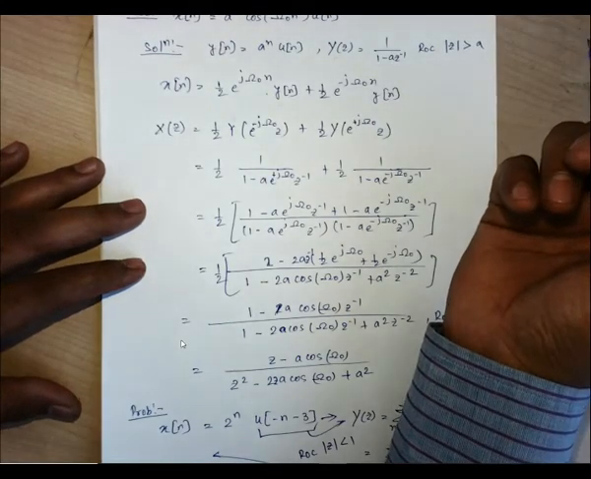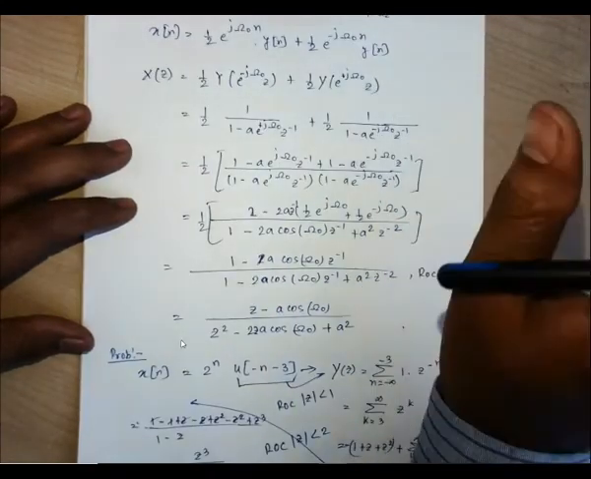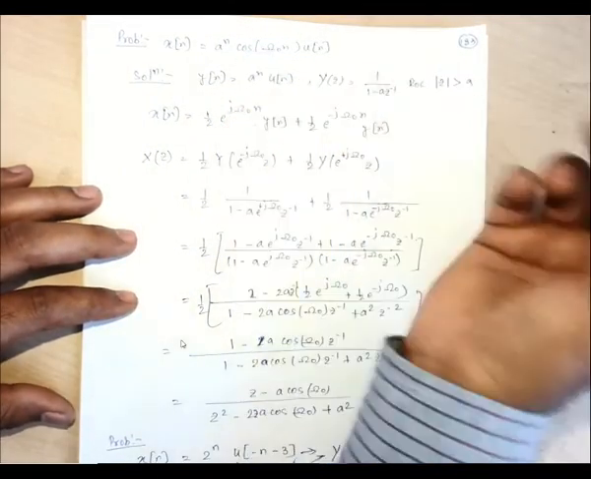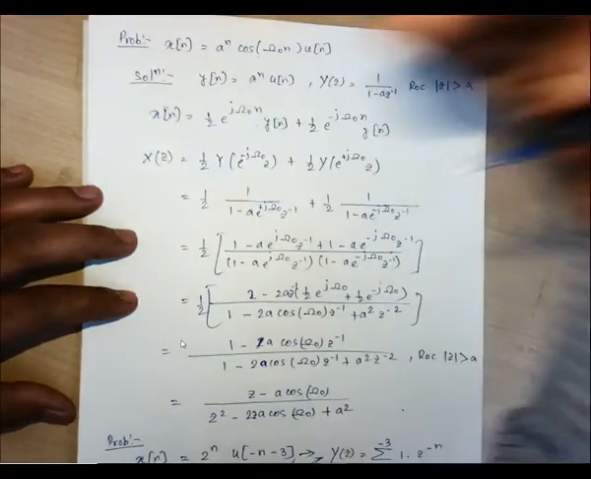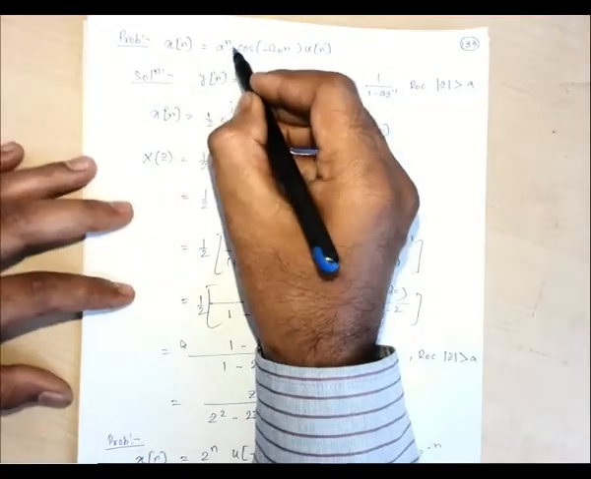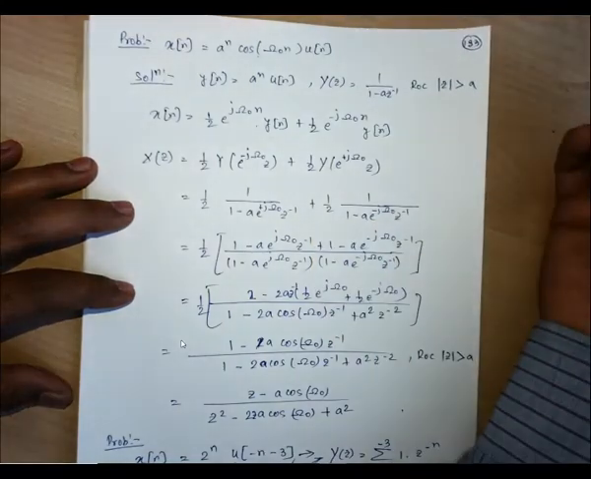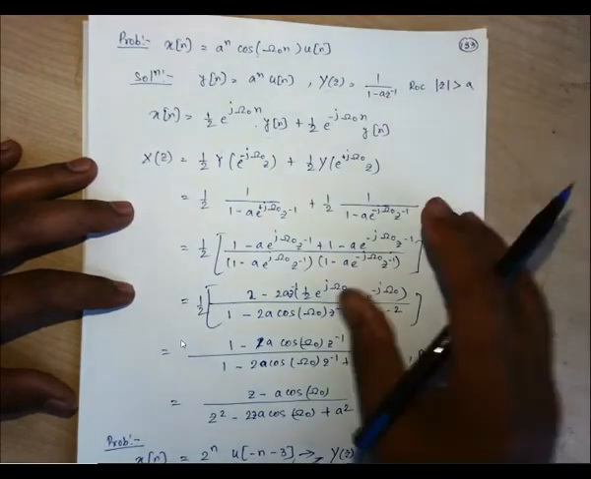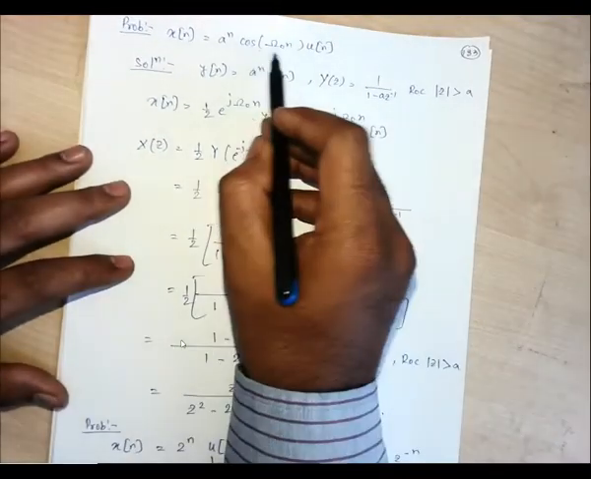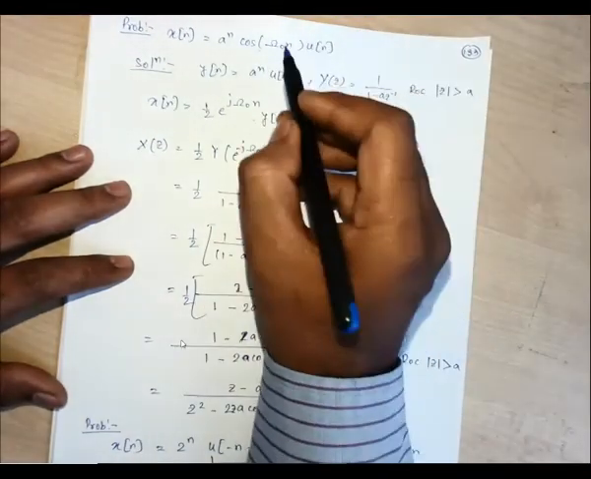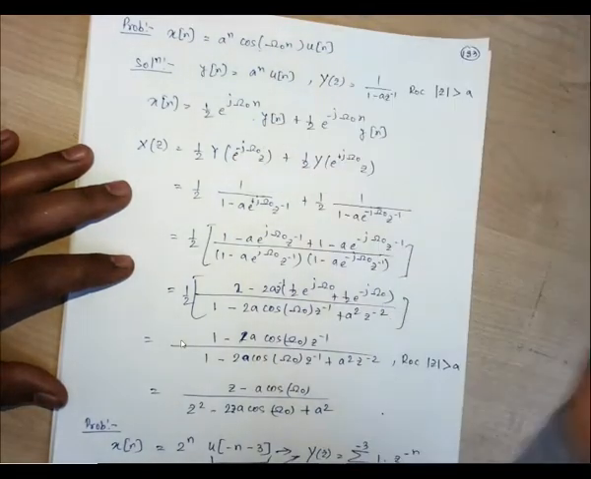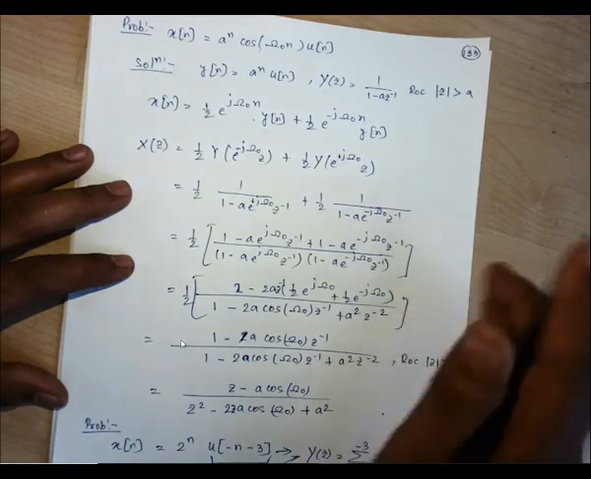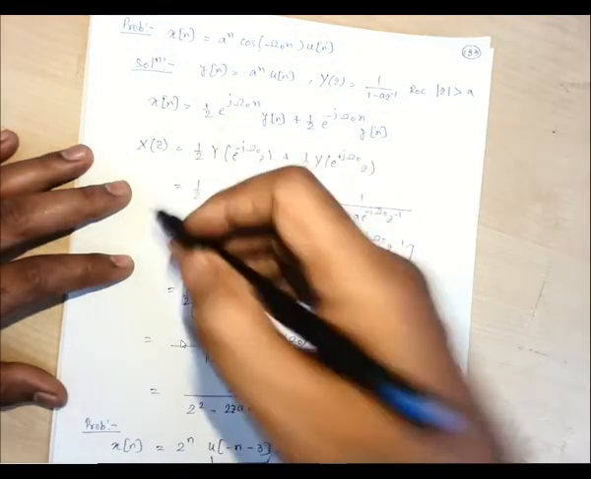Just try to think. Now the doubt will be clear if we first find the solution for this, then multiply the solution with a to the power n, then your ROC will get multiplied with a. Now if we go with the solution of this cos omega naught n, then we need to go with the expansion, Euler's expansion, right?